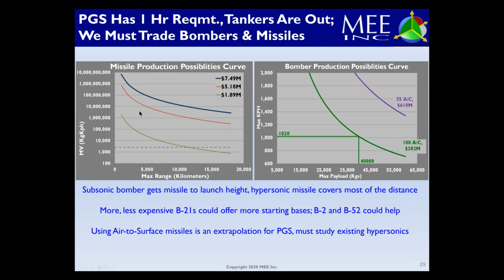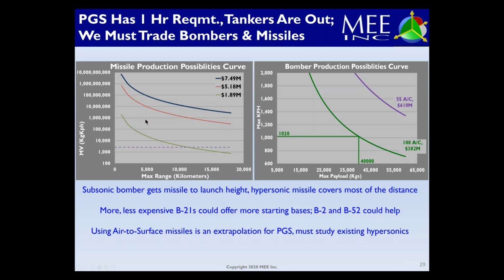In theory, you could get a missile to go that far from the air, but you want to be able to go further with more punch, and this is what you can hypothetically get. This is an extrapolation again for 7.5 million and 5.2 million. And here's what we can get for 55 million. This is the production possibility curve for payload and speed. And it's showing you that basically we could get 40,000 kilos and nearly high subsonic speeds for a decent price here.